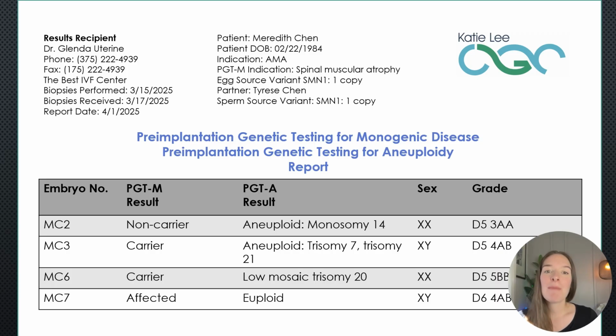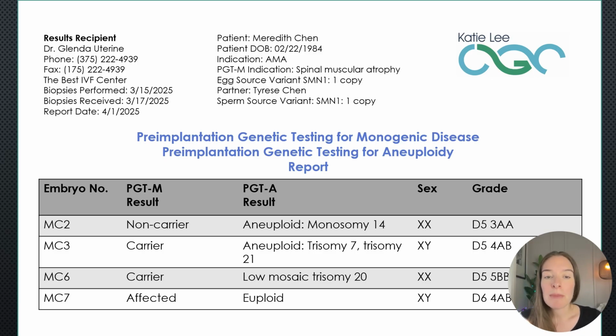All right, here we have Meredith and Tyrese's combined PGT-M and PGT-A results report. And this is really what a standard PGT-M and PGT-A report will look like. So let's just go through what's going to be included on the report. You can typically see when the IVF cycle occurred, when the biopsies were received by the PGT laboratory to perform the testing, and when the results were released, or the report date. And then you can see what the indication is. It's spinal muscular atrophy, and what variant the egg and the sperm source carry.